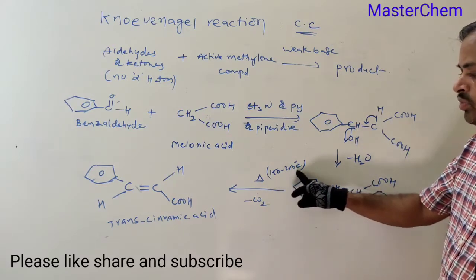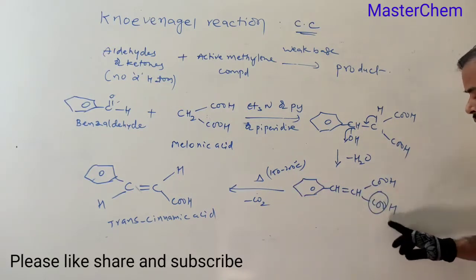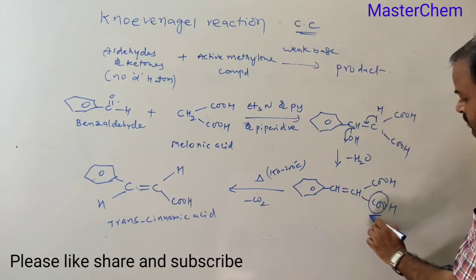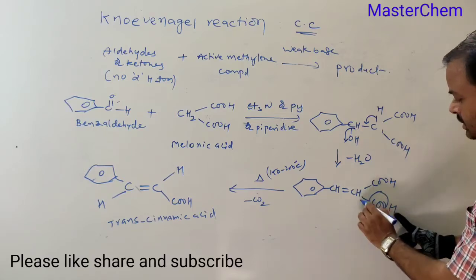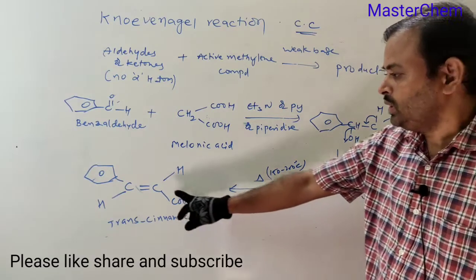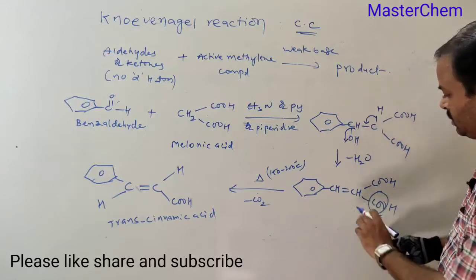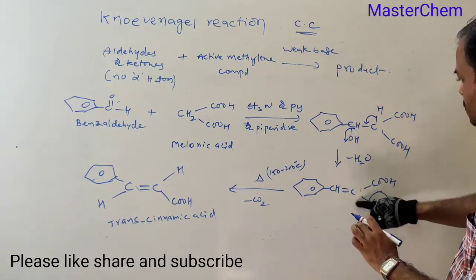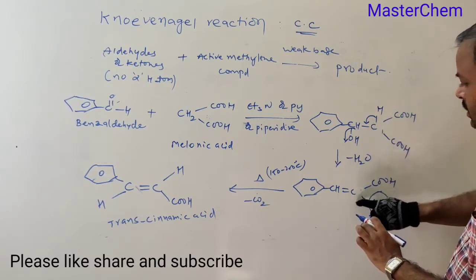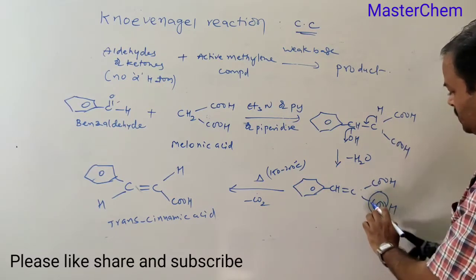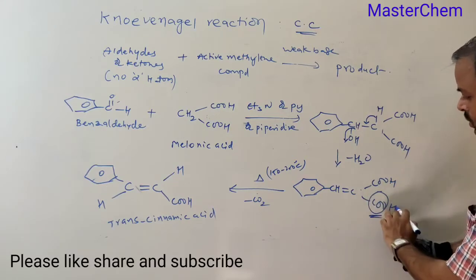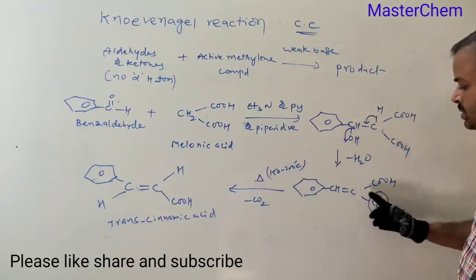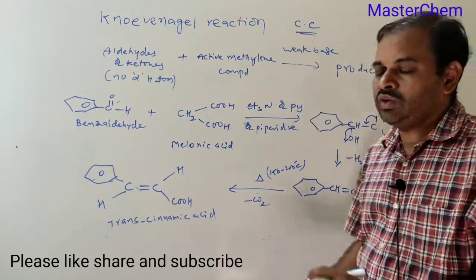By heating to 150 to 200 degrees centigrade, loss of CO2 takes place. What is the resultant product? Due to this loss of CO2, there is no CH2 left, since hydrogen was already eliminated. So it has only one CH and COOH. This is the Knoevenagel reaction.